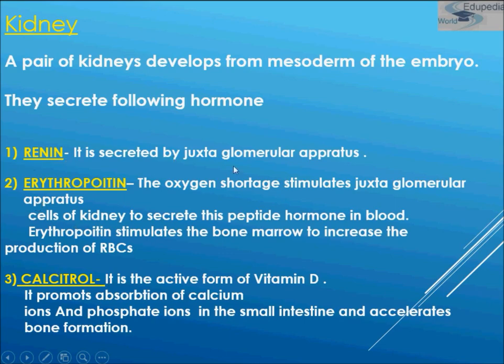Renin is secreted by juxtaglomerular apparatus of kidney. Erythropoietin, what does it do? It stimulates the bone marrow to increase the production of RBC, which phenomenon we call erythropoiesis. That's why its name is erythropoietin, because it helps in the stimulation of erythropoiesis, and erythropoiesis means formation of RBCs. And then calcitriol promotes absorption of calcium and phosphate ions in the small intestine, and they accelerate bone formation. Okay.